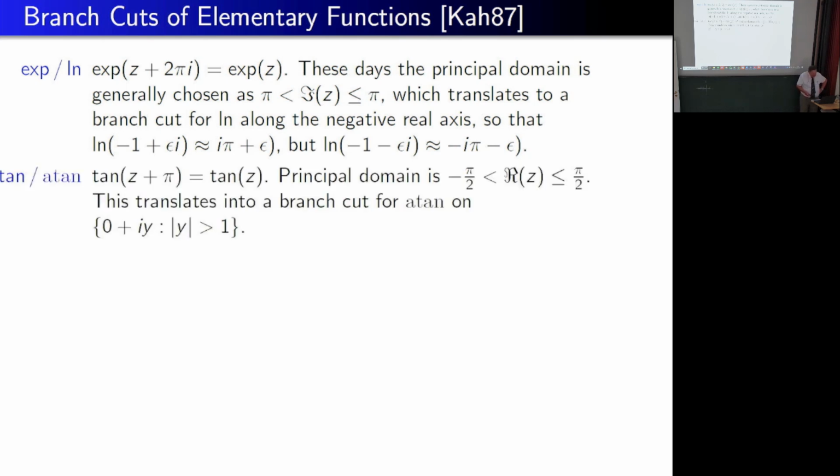Tan and arctan. For tan, the principal domain is typically between minus pi by 2 and pi by 2. And we get a branch cut for arctan, which is like that.